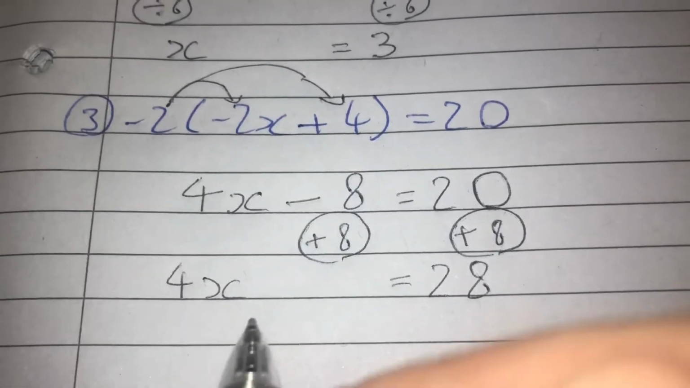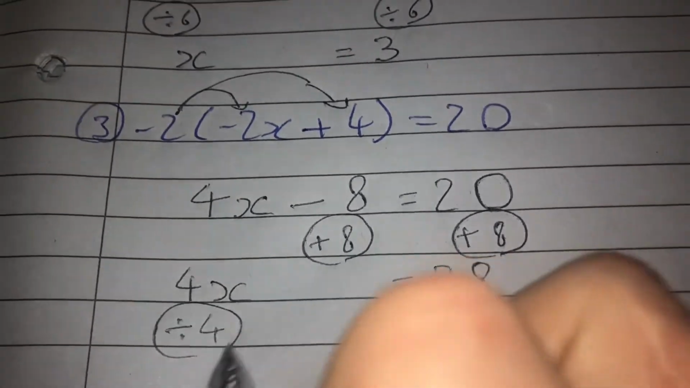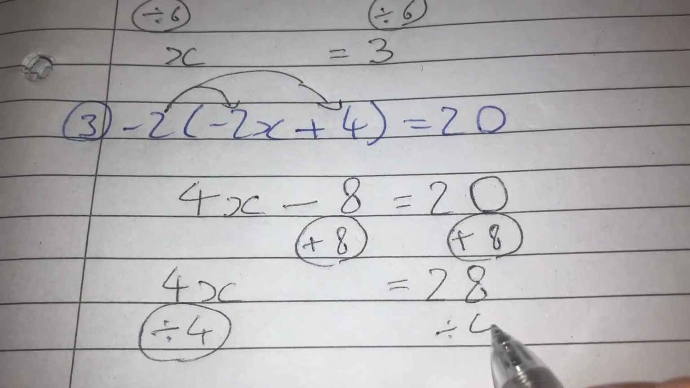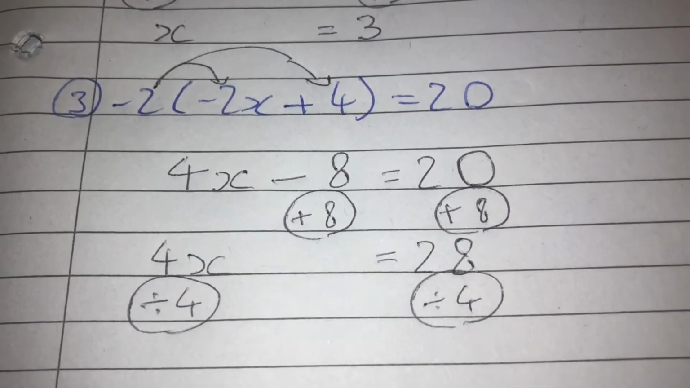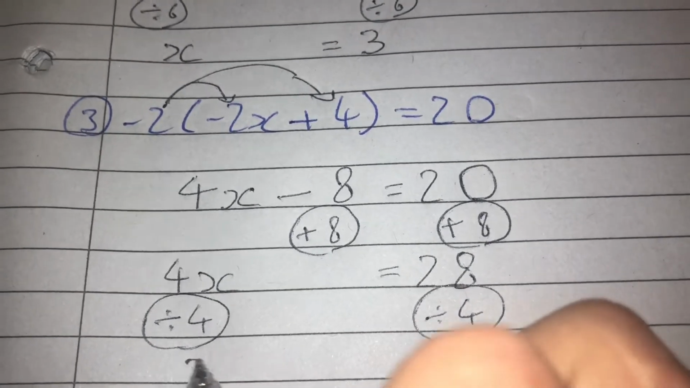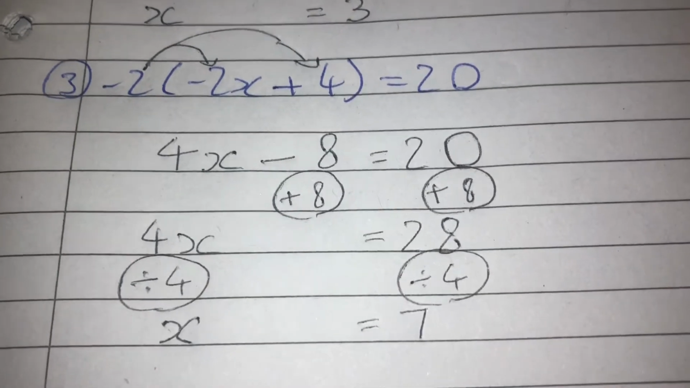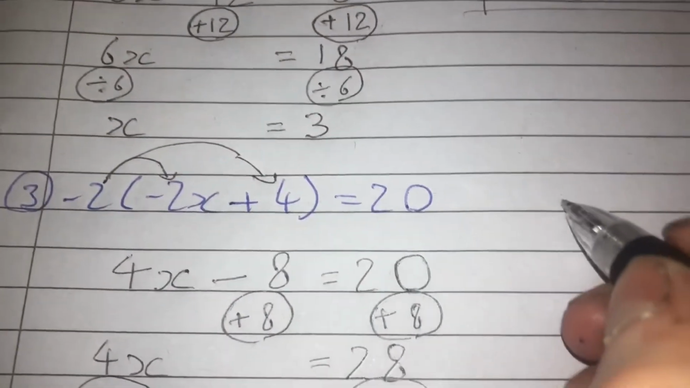And then I want to get rid of this 4. So it's a multiply by 4, so I divide by 4. Divide by 4 on the right hand side as well. So 4 divided by 4 is 1x, which is just x. 28 divided by 4 is just 7. Lastly, I'm just going to check my answer.